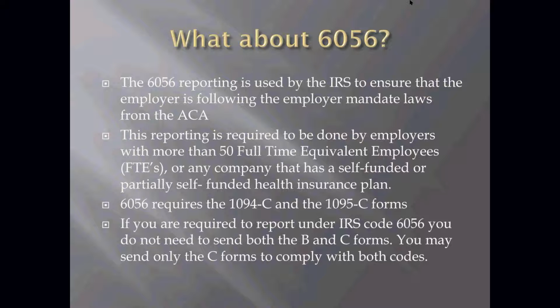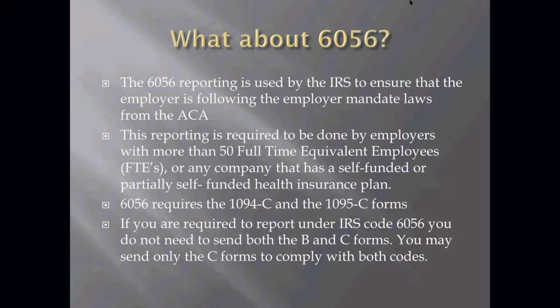So if you're charging $20 a pay period for your employees, or you're giving them their employee-only coverage for free, you fit within this guideline. This does not take into account employee plus spouse coverage, employee plus dependents, or employee plus family. It only looks at the employee-only coverage. Now the 6056 reporting, so we said anyone with 50 full-time equivalent employees or more, or a self-funded plan, this requires Forms 1094C and 1095C.